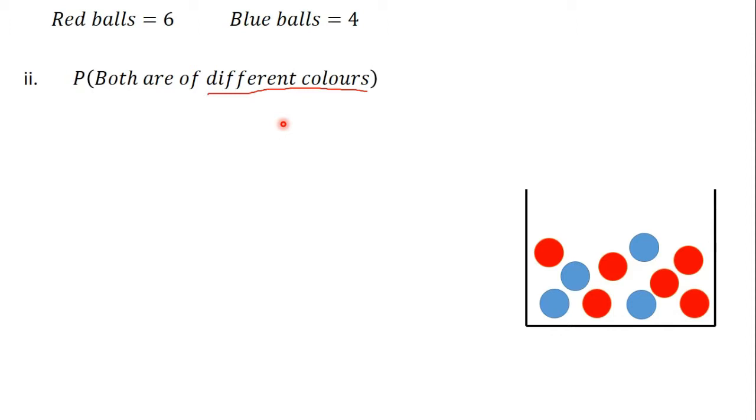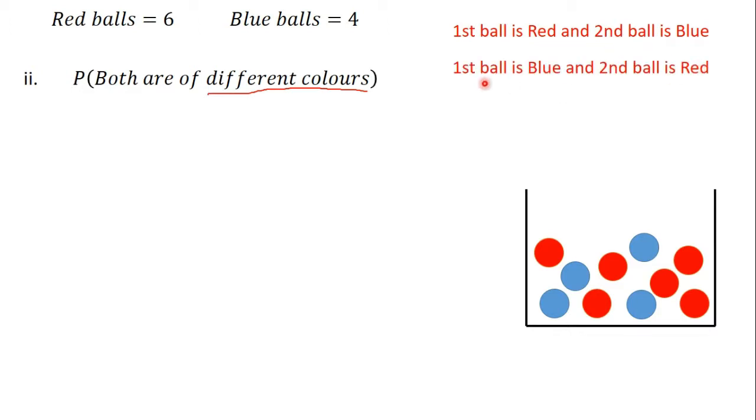But here the order of selection is very important. Now this is what I mean by the order of selection. It's possible that the first ball we select is red and the second ball is blue. It's also possible that the first ball we select is blue and the second ball is red. So to find the probability that both balls are of different colors, we will have to consider these two possibilities.